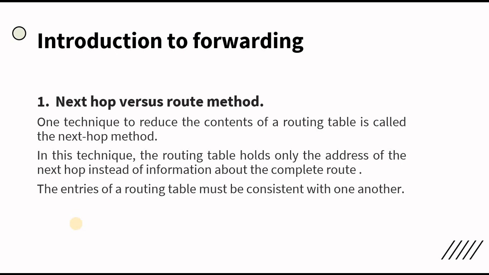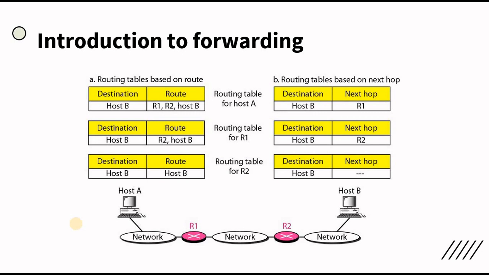So the entries of the routing table must be consistent with one another. This is the next hop technique for forwarding, in which we are only storing the next router's address. This is a figure. In this figure, let's assume that host A wants to send a message to host B. There are two routers, and these two routers are connected on the internet. Via these two routers, the packet is sent over the network, and these two routers forward the packet to the destination host.